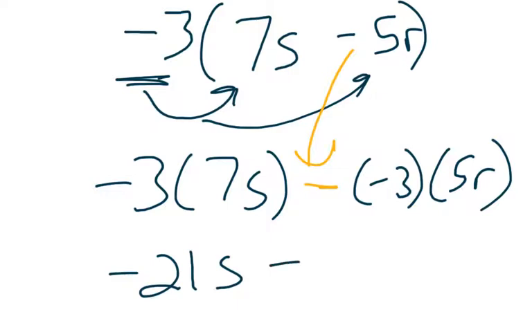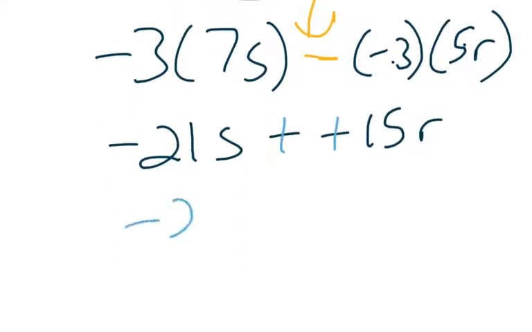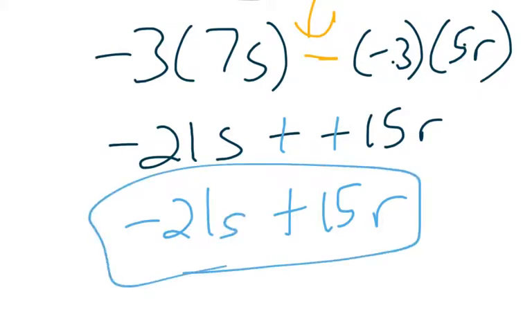Minus, and then -3 times 5 is a -15r. And then minus a negative, we turn that into plus a positive. And so our final answer is a -21s plus 15r. And that is our final answer for that one.